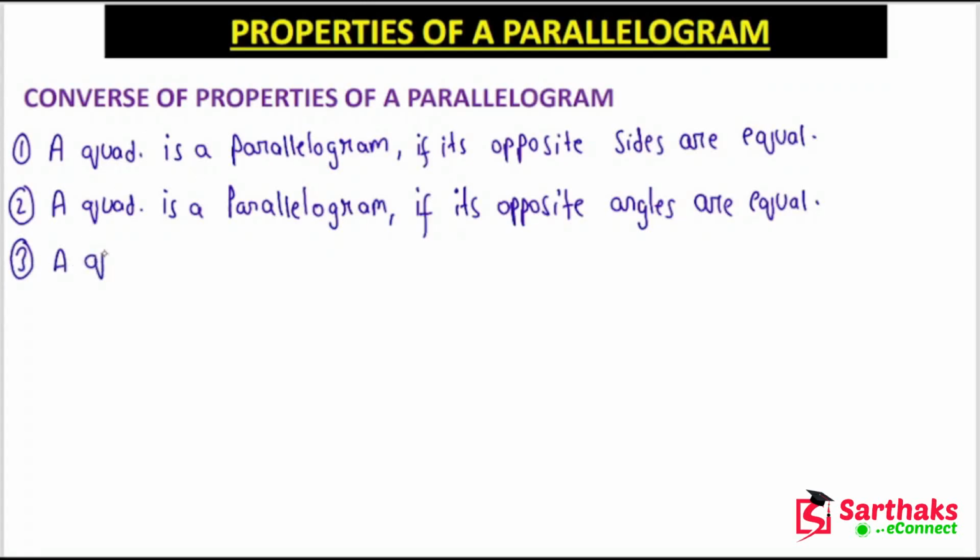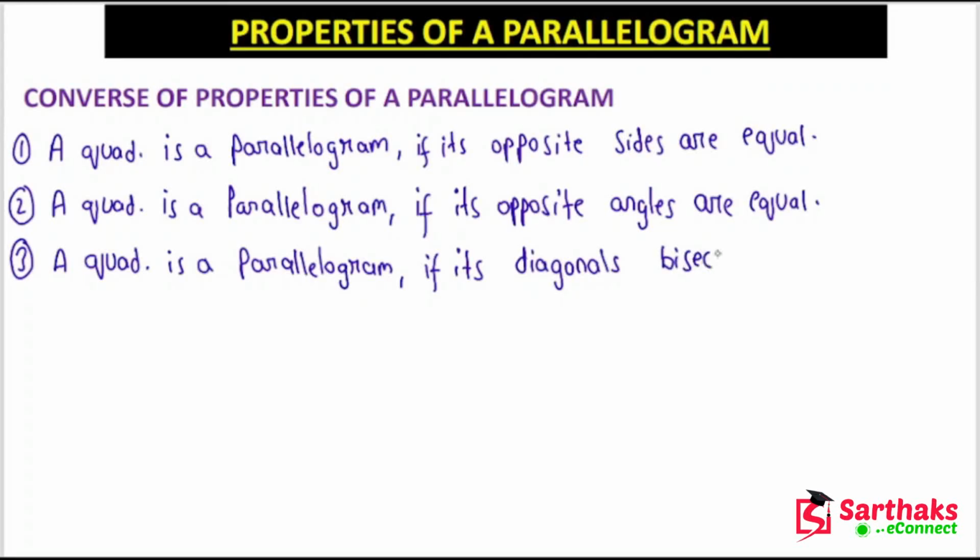So again, same property: a quadrilateral is a parallelogram if its diagonals bisect each other, right? So diagonals can bisect each other. Again, we have one more property here, that in a quadrilateral, not both the pairs, but if one pair becomes equal and parallel. Again, what I'm telling is, a quadrilateral, let me write it first.